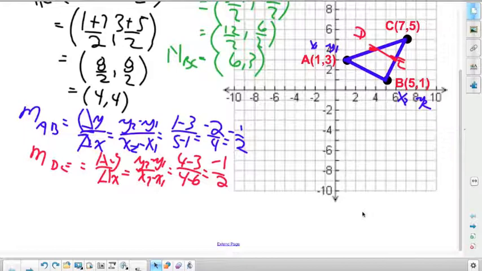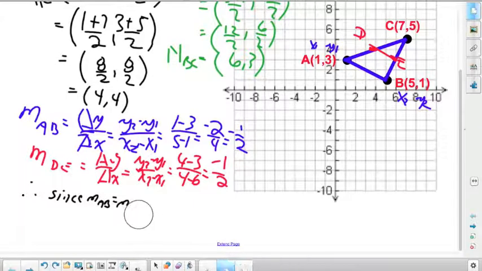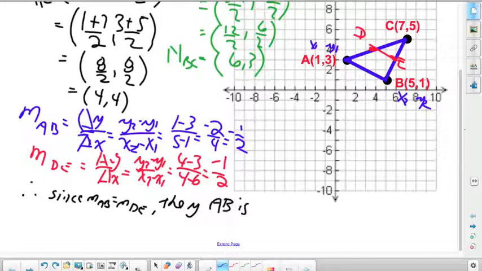So therefore, since MAB is equal to MDE, they are parallel. Or AB is parallel to DE. Okay? So that's how we prove that they're parallel. So when we talk about being parallel and perpendicular, we're dealing with slopes. We need to calculate those slopes.